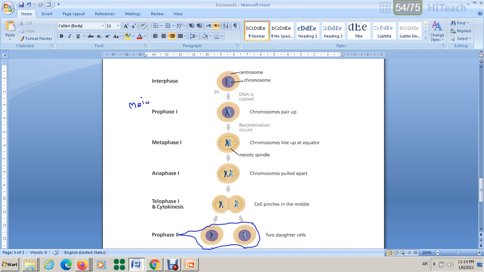Okay, next time we will continue on the same figure, and we will continue on these two cells. What's going to happen to these two daughter cells?